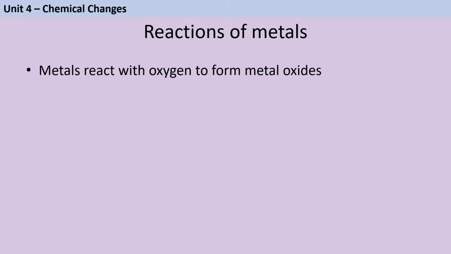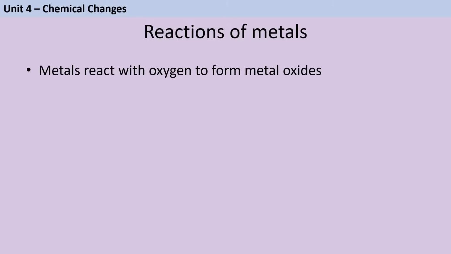So, Unit 4 starts off with looking at the reactivity of metals. So you need to be able to describe 5 different general reactions and talk about your observations, which means things that you can see or you can detect. And you're using those observations to put metals in order of reactivity.